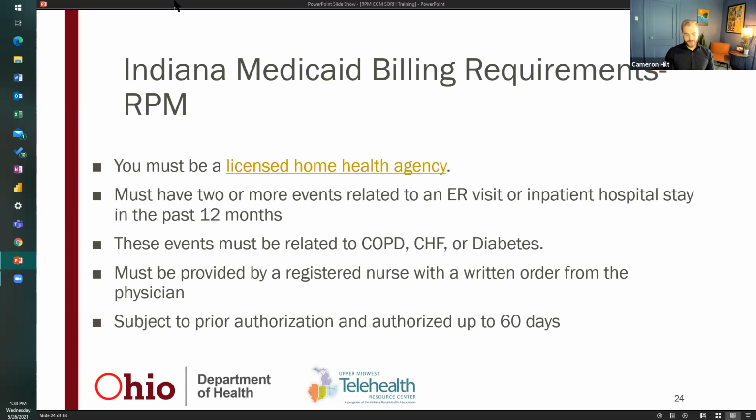When you look into Medicaid, it gets a lot more complex. So for Indiana, I won't go into huge depth here. Some of you here may be from Indiana. But really the main thing is that you have to be a licensed home health agency. So if that applies to you, I do have a link that will take you directly to the requirement that Medicaid has in order to get more information as far as what eligibility looks like in your state.